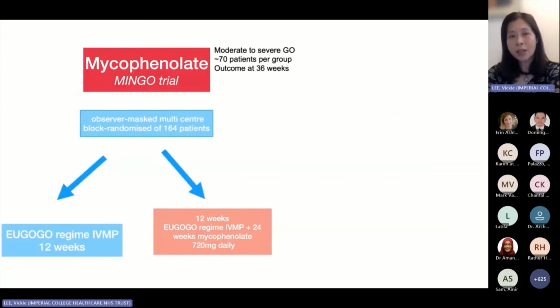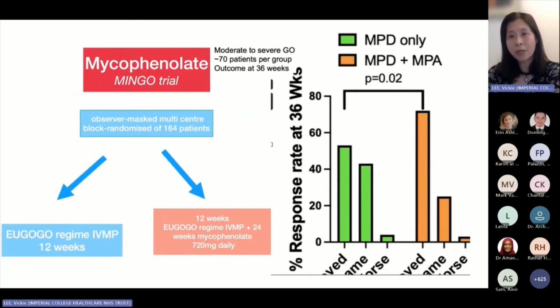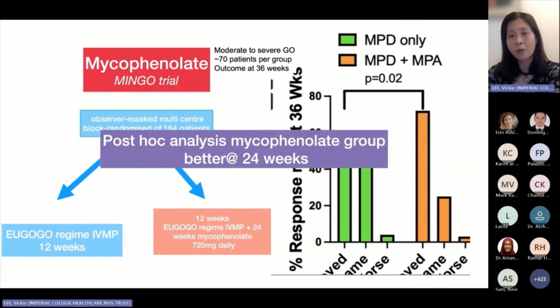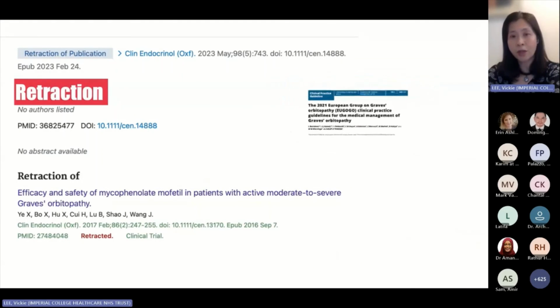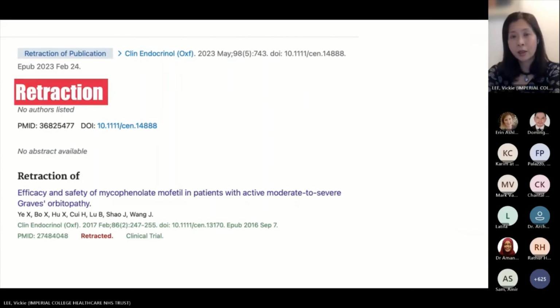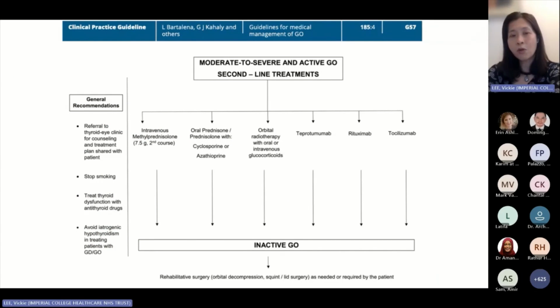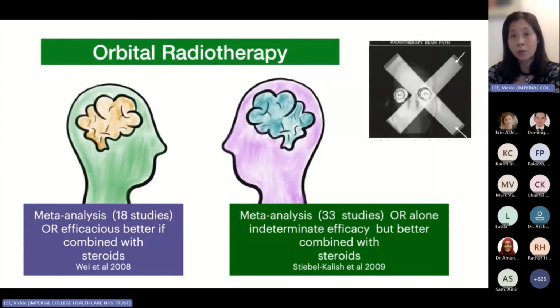So the rationale for adding mycophenolate was on the basis of the MINGO trial that found that on post hoc analysis, mycophenolate did slightly better at 24 weeks. The second evidence base, which was a randomized controlled trial from China, has since been retracted. So EUGOGO recommends a number of second-line agents after intravenous steroids. We know that about 1/3 of patients relapse on intravenous steroid treatment alone. So often they do need something else to maintain the treatment response.